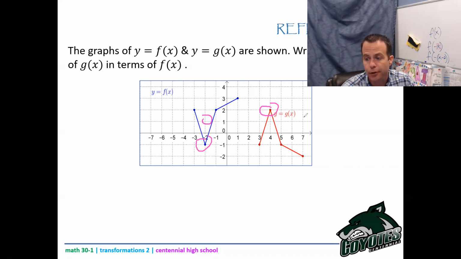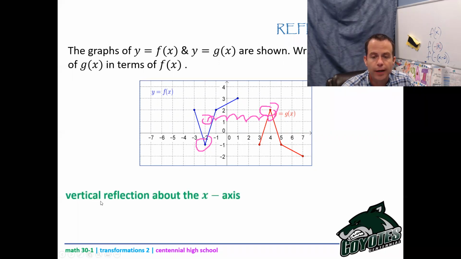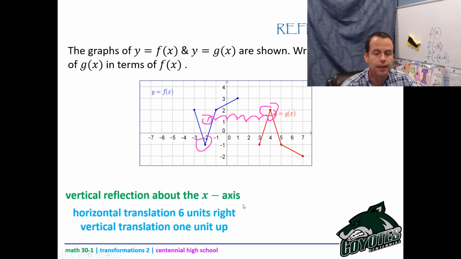So now I figure out how much I have to slide it. I have to go 1, 2, 3, 4, 5, 6 right, and 1 up. Okay, 6 right and 1 up. So I have a vertical reflection about the x-axis, and then I have a horizontal translation, 6 units right, and a vertical translation, 1 unit up.